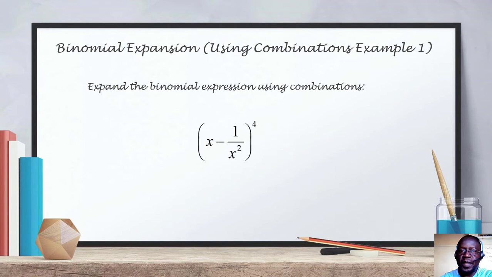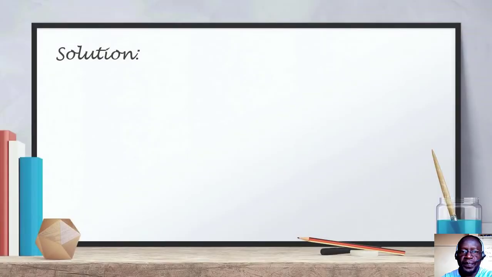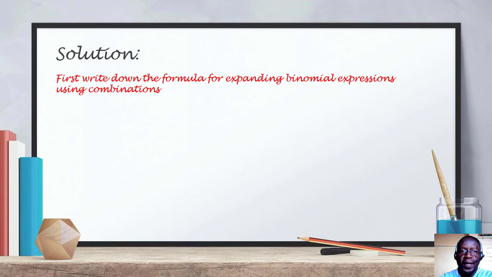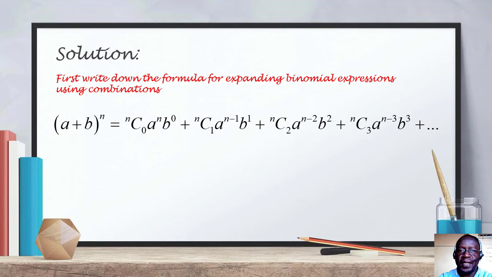Here's a binomial expression: x minus 1 over x squared, raised to the power 4. Solution. First, we write down the formula for expanding binomial expressions using combinations. The formula is like that: a plus b raised to power n.